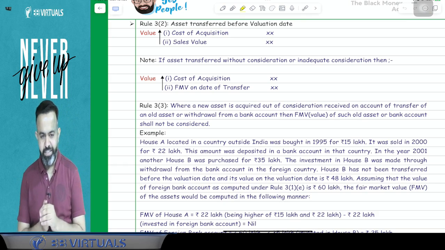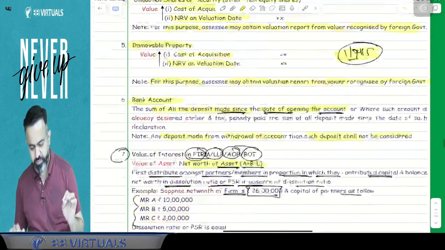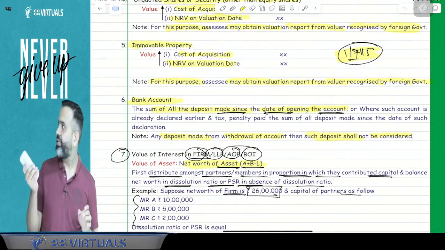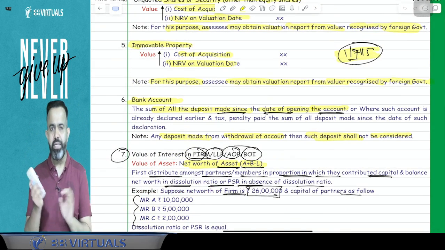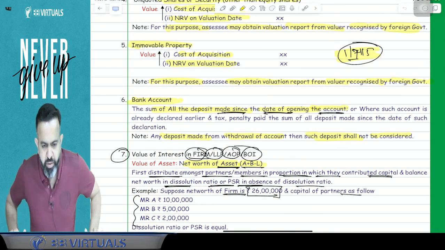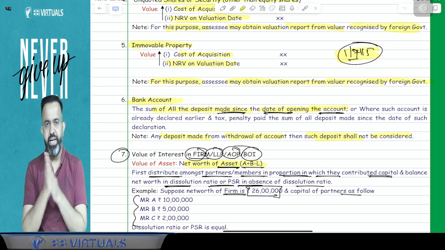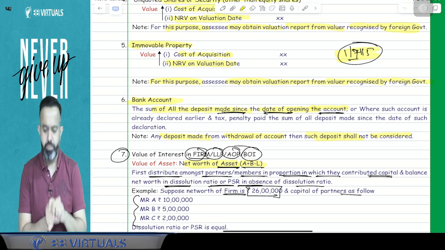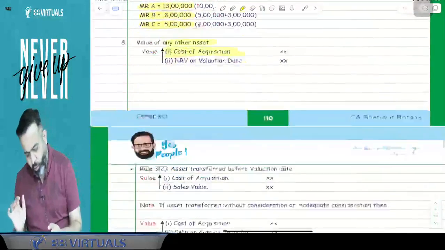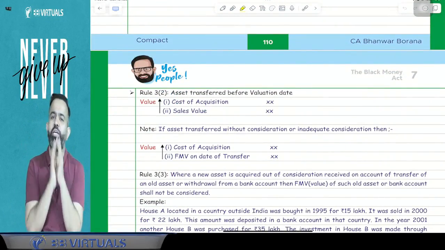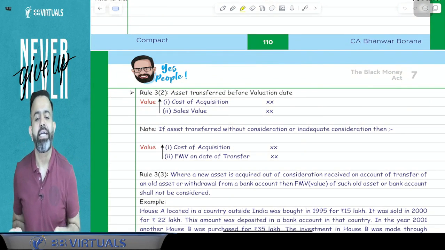Yes, sir. Done. Now, guys, we have discussed how to determine the value of the asset. Ultimately, the value of the asset will be the actual cost of that asset or NRV as on the valuation date, and NRV means the 1st April of the previous year. Now, suppose, sir, you have sold that asset before the valuation date. Then what will happen? Try to understand.